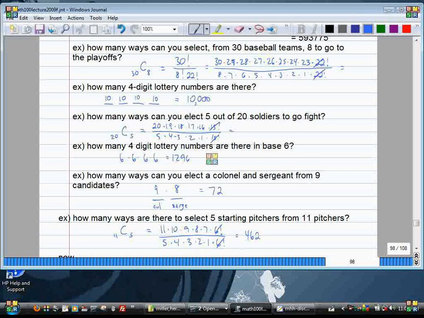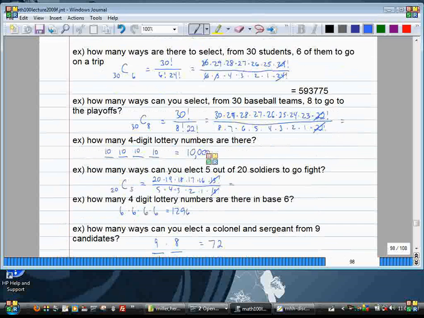And so that's simply different from previous problems. Which students go on a trip? Does it matter which order they go on a trip? No. So once you've chosen 6 to go on a trip, those 6 are interchangeable. So that's the difference.